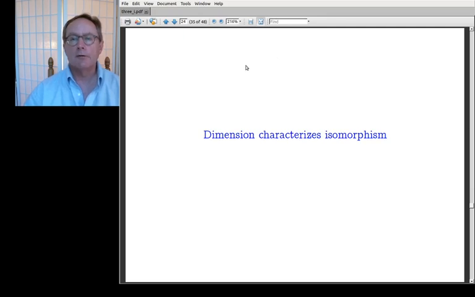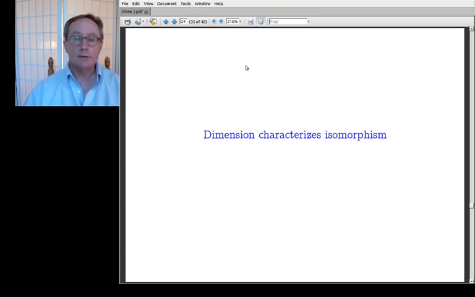The dimension characterizes isomorphism. We have a result that we want to talk about today: how do you know when two vector spaces are isomorphic? And the answer will be if and only if they have the same dimension. So that's our big result for the day. The idea will be just this simple.